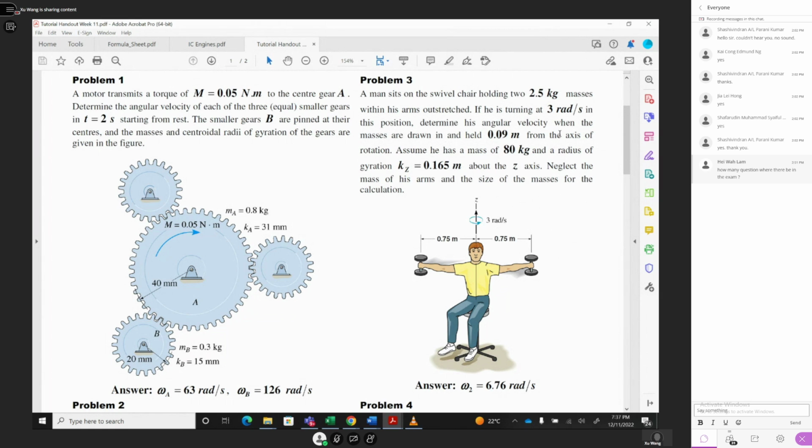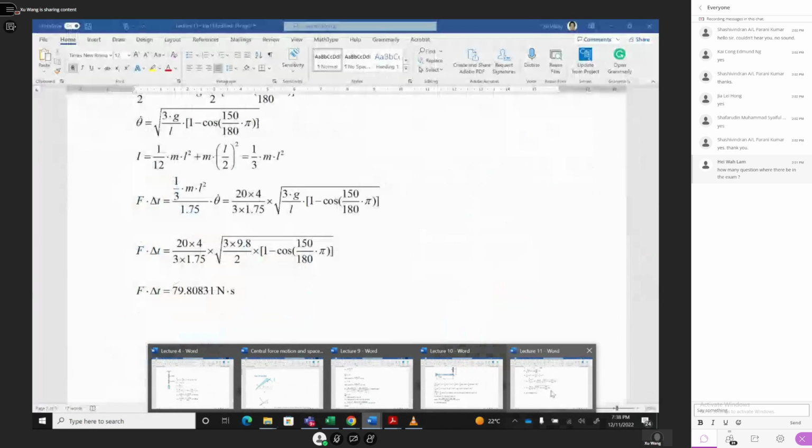And then second position, if they make this arm short, become 0.09. When his mass are drawn in and held 0.09 from the axis of rotation, we have to decide what is the new angular velocity. Assume he has the mass of 80 kilogram and the radius of gyration of kz equal to 0.165 meter about the z-axis. Ignore the mass of his arm and the size of the mass for the calculation. So how can we solve this problem? So again, first position, what is the total kinetic energy? And the second position, kinetic energy, they should be equal, conservation.